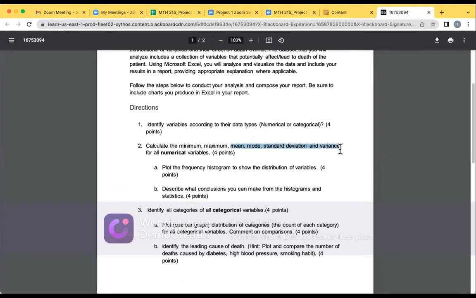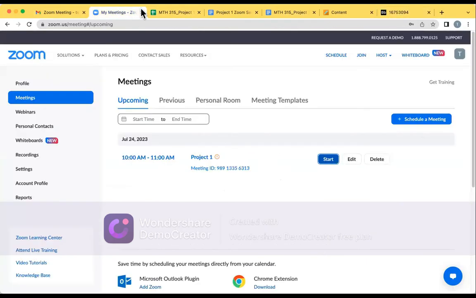Okay, we didn't do the mode and we didn't do the variance. Same thing, same exact thing.